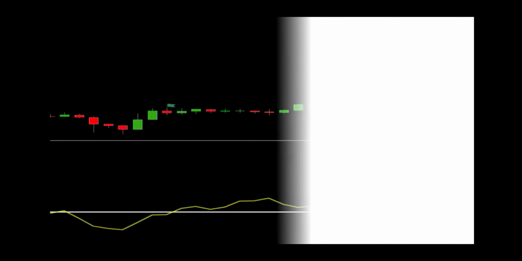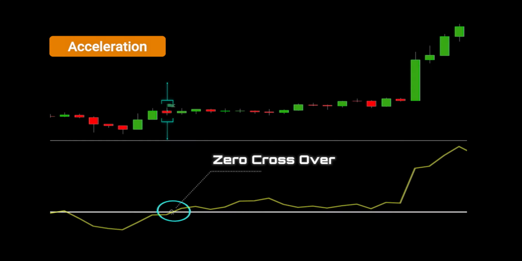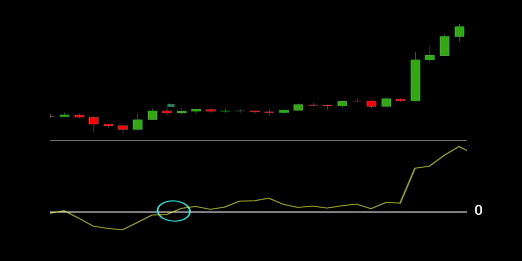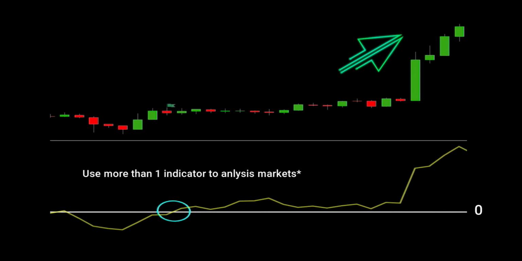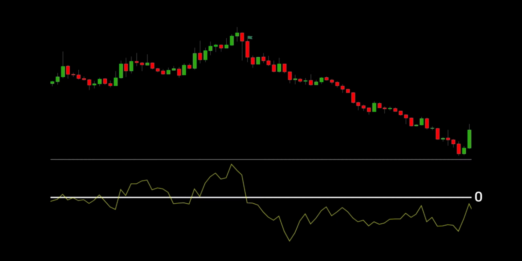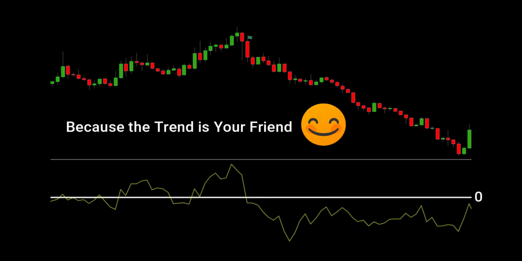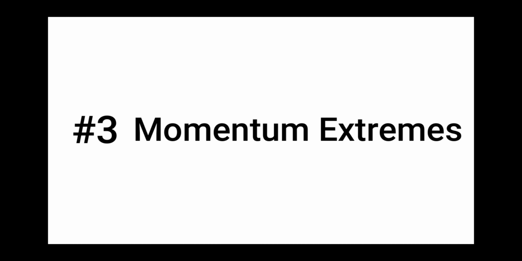Number 2. Zero crossover. The market is considered to be accelerating when the price rises with a rising momentum line above zero. Therefore, a cross-up can be a factor to consider for an entry decision. On the flip side, a cross-down is a bearish signal. Overall, it is important to remember that it is not wise to use the momentum indicator to trade against the trend. Number 3. Momentum extremes.